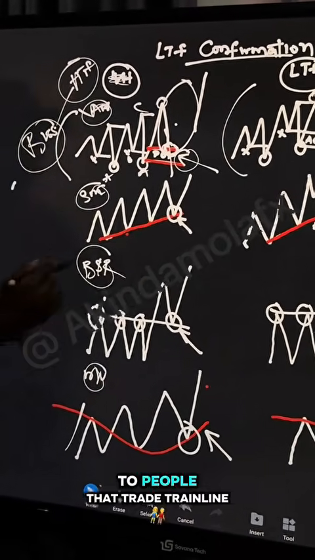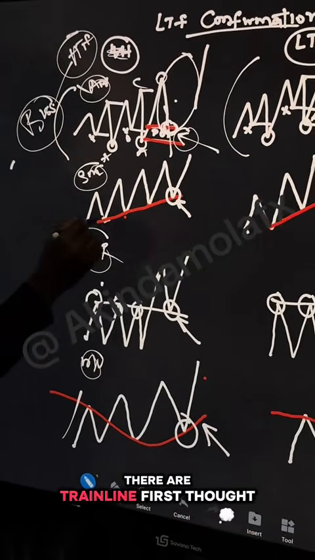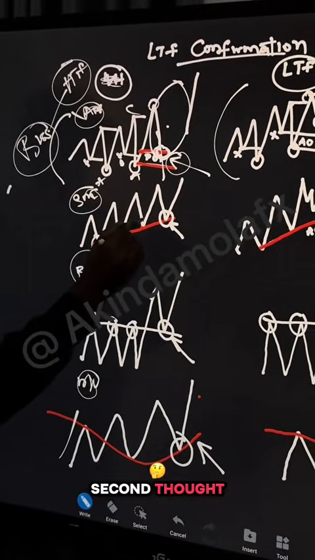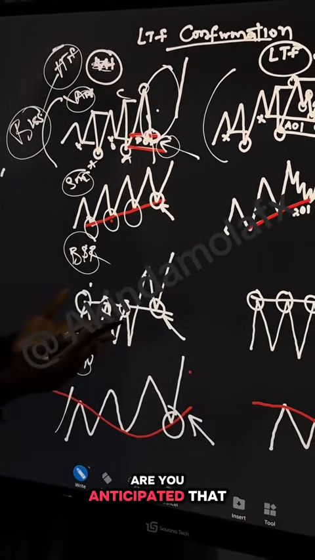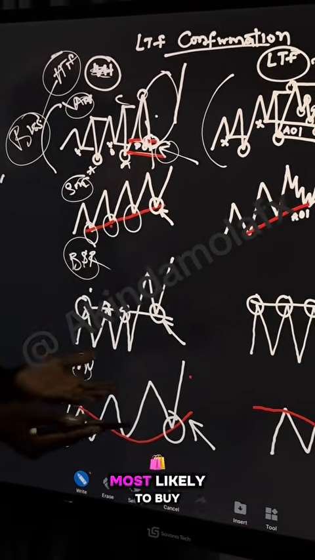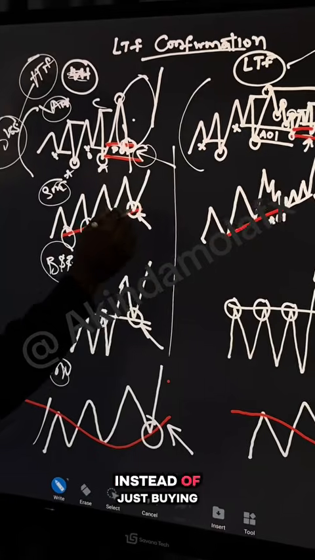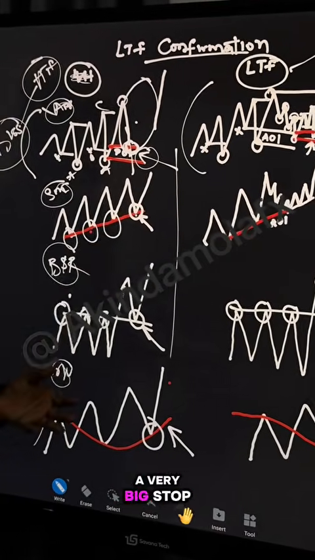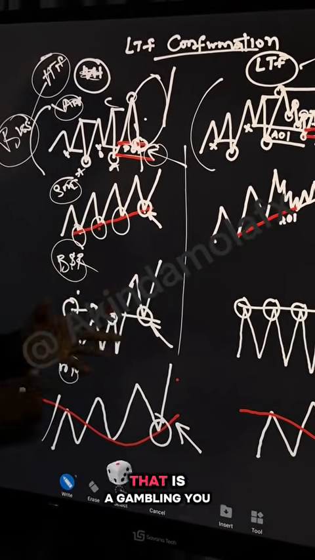So now let's go to people that trade trend lines. Now, this is the higher time frame. Their trend line: first touch, second touch, third touch. Now this is their fourth touch, and you anticipated that the market is most likely to buy from here. So what do you do on your lower time frame? Instead of just buying from this and having a very big stop loss and gambling it, because when you buy from an anticipated area, that is gambling.